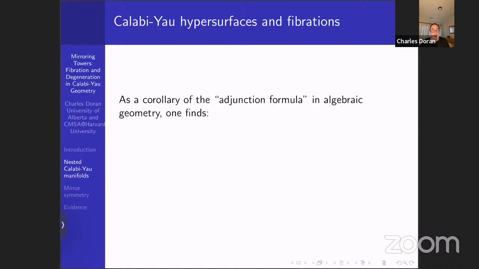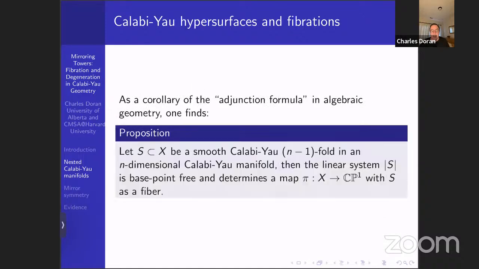So as a corollary of the adjunction formula in algebraic geometry, you get the following proposition. This is something that I proved in a paper with Harder and Thompson just because we couldn't find a reference in the literature for it. So we just did it ourselves. But if S in X is a smooth Calabi-Yau (n-1)-fold in an n-dimensional Calabi-Yau manifold, then the linear system of S is base point free, and it determines a map from X, the Calabi-Yau n-fold, to CP1 with the specific S you picked as a fiber. Okay, so this is the generalization of what we said about the elliptic curves.